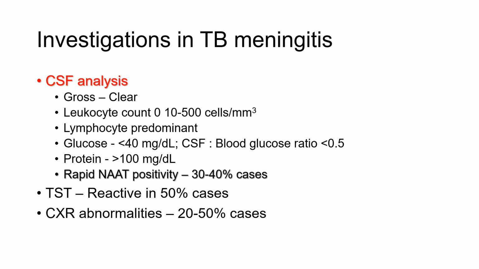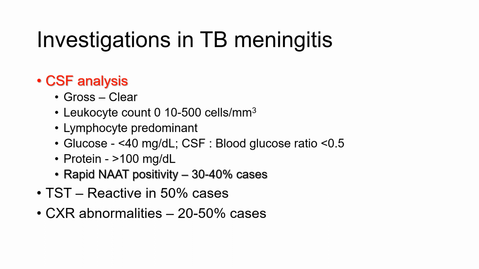So CSF analysis will show gross appearance will be clear, but sometimes upon keeping the CSF steady, we can see a cobweb appearance. Leukocyte count will remain between 10 to 500 cells per cubic millimeter, which will be lymphocyte predominant. Glucose will be low and CSF to blood glucose ratio will be less than 0.5, just like any pyogenic meningitis. Protein will be more than 100 mg per deciliter. The normal is 15 to 45, and rapid NAT positivity in CSF is 30 to 40%.